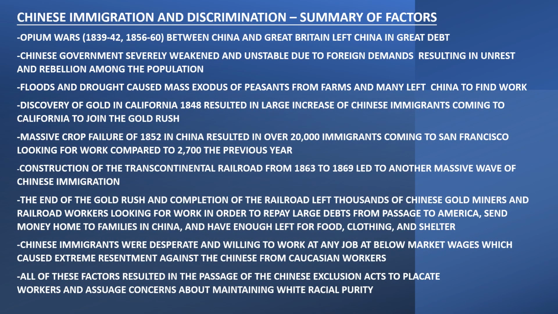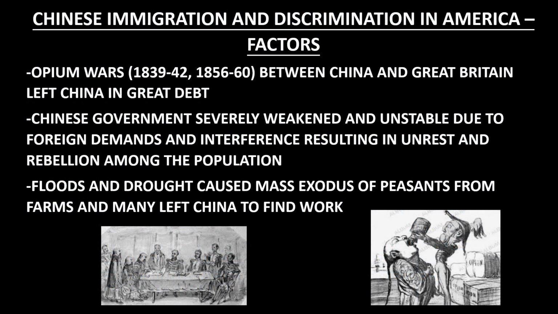This is a summary of factors leading to the emigration of the Chinese to America, and the factors causing the racial discrimination aimed towards the Chinese. The Opium Wars, 1839-42, and 1856-60, between China and Great Britain, left China in great debt. The Chinese government was severely weakened and unstable due to foreign demands and interference, resulting in unrest and rebellion among the population. Floods and drought caused a mass exodus of peasants from their farms, and many left their China homeland to find work.